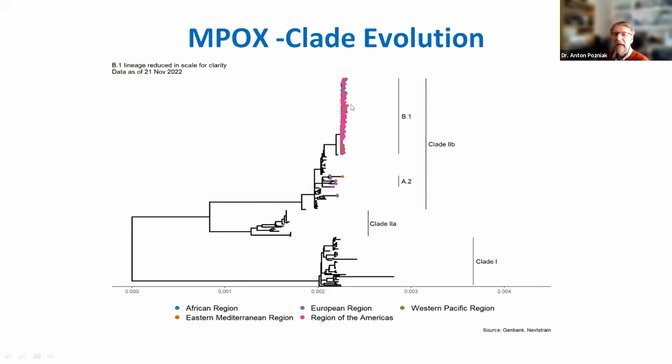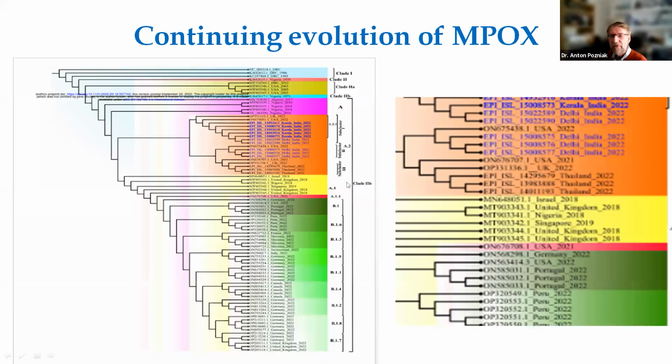So this is clade 2B1 mainly. There's been some A2, clade 2BA2 as well, as you can see. And here's the clade 1, almost all remaining in Africa. And monkeypox has been evolving here. You can just see this evolutionary tree with it evolving throughout the world. Here's some Indian strains, Thai strains, UK, Portugal, and it's carrying on evolving. But luckily, it doesn't seem to be associated with worse severity.